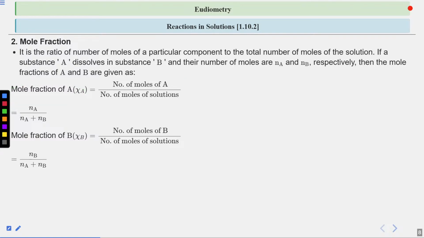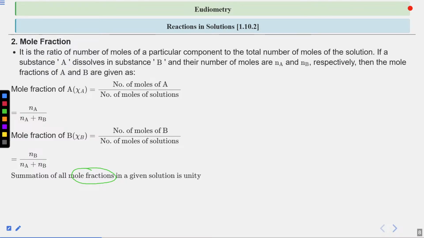Then coming on to the mole fraction of B. How will you calculate the mole fraction of B? Again very simple. The moles of B divided by the total number of moles in the solution. One very important point: if you take the mole fraction of each and every component present in the solution, then its sum will be equal to unity.